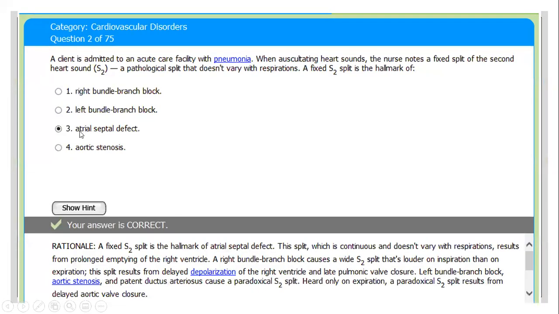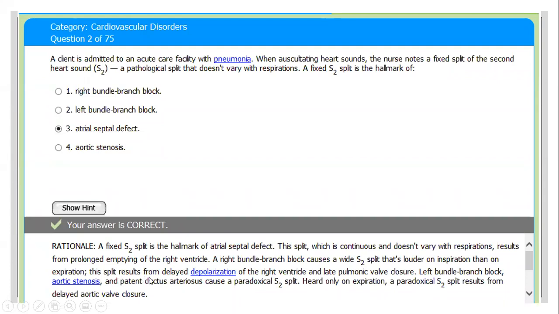The correct answer is atrial septal defect. What is the rationale? A fixed S2 split is the hallmark of atrial septal defect. This split is continuous and does not vary with respiration, and results from prolonged emptying of the right ventricle. A right bundle branch block causes a wide S2 split that is louder on inspiration than on expiration.